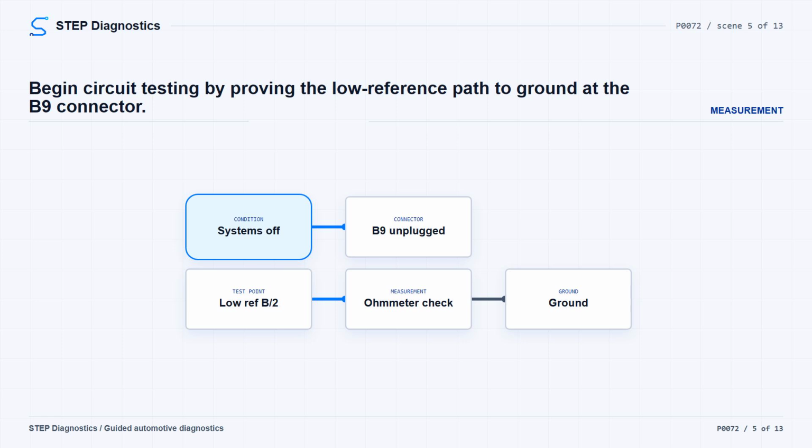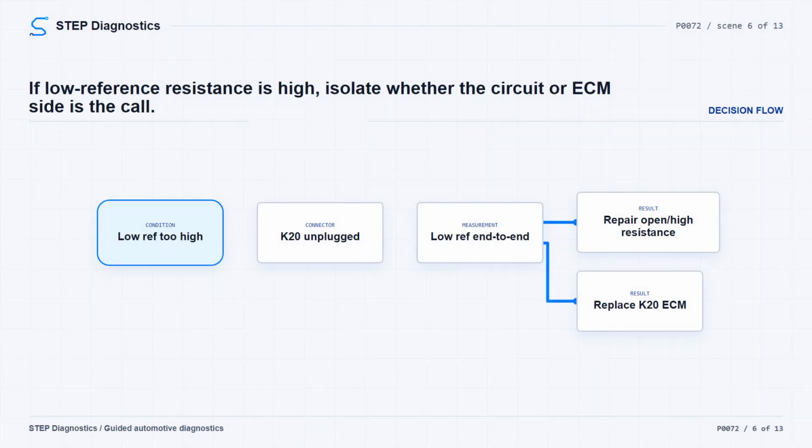If the reading is 10 ohms or greater, disconnect the K20 engine control module connector and test that low reference circuit from the component harness to the other end of the circuit. That test should be less than 2 ohms. If it is 2 ohms or greater, repair the open or high resistance in the circuit. If it is less than 2 ohms in that branch, the path calls for replacing the K20 engine control module.